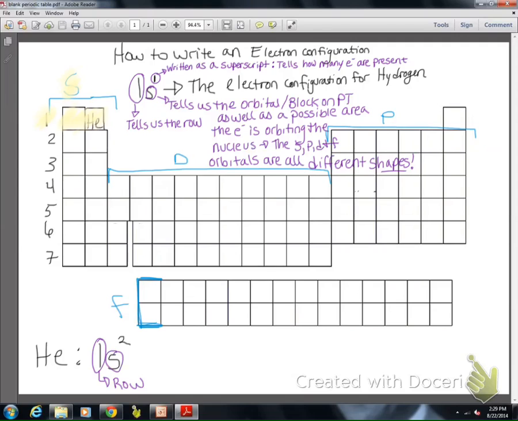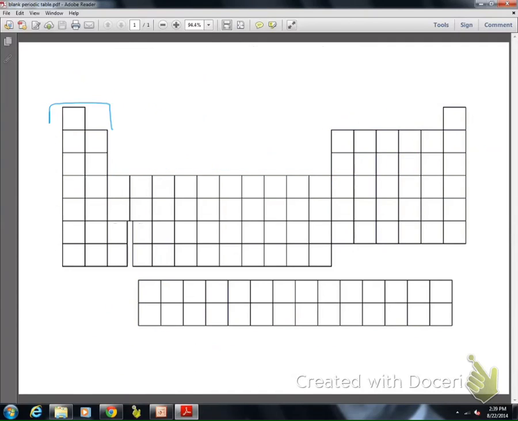So again, I'm going to identify the row, identify the orbital or the block on the periodic table, and then identify how many electrons are present in the block, and in the orbital and in the block, and again how many over I needed to go in that block to identify it. So the electron configuration for helium is 1s2. So let's get some more practice.